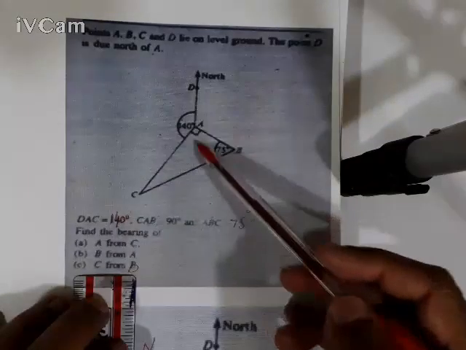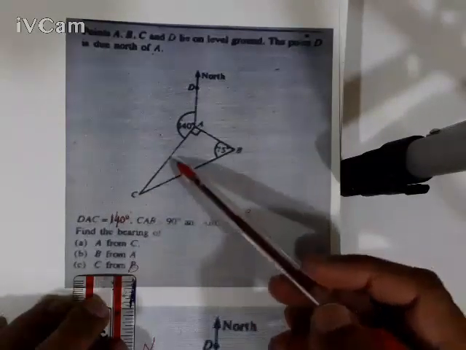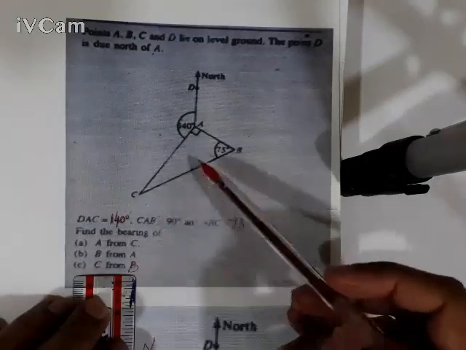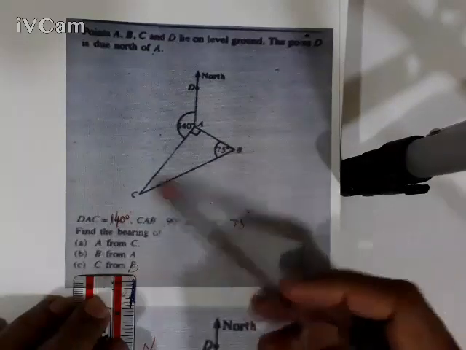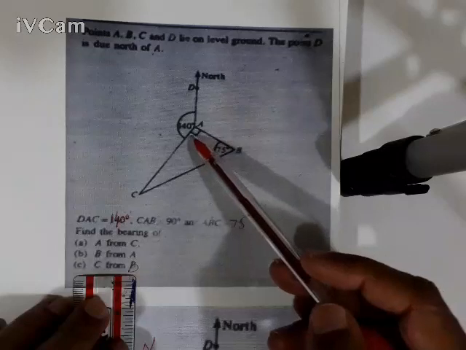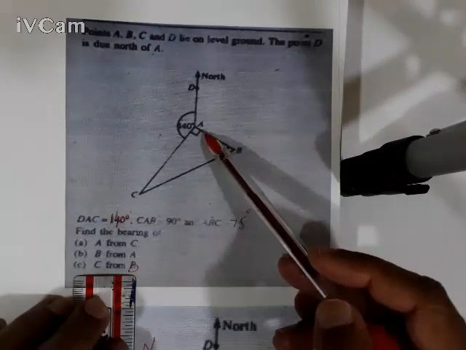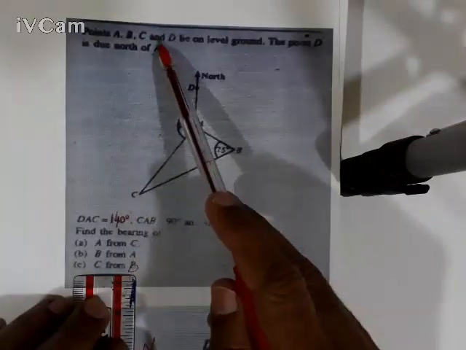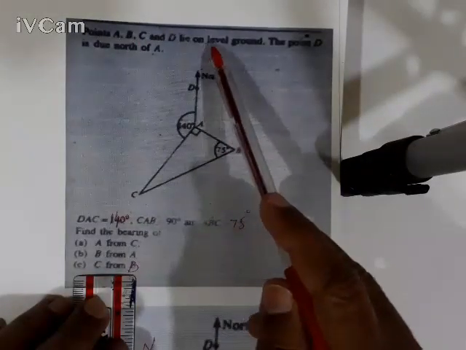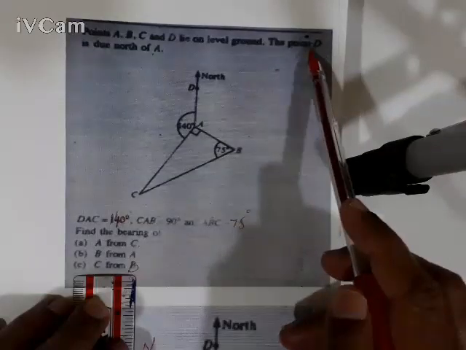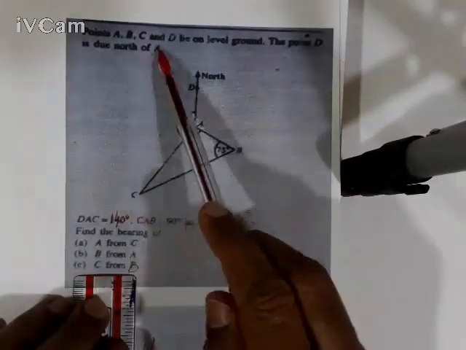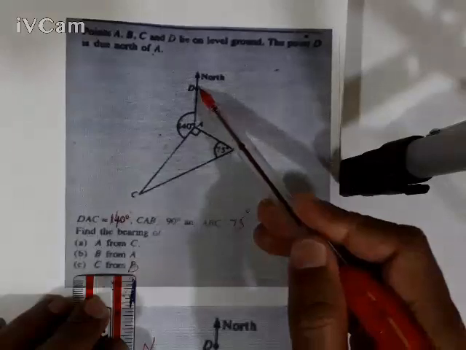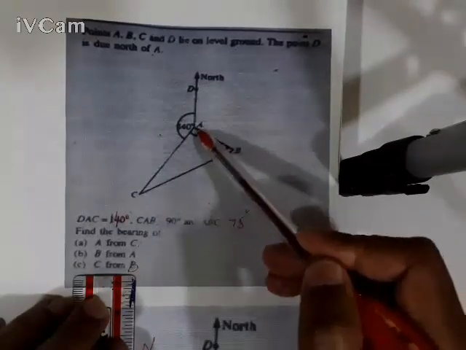Now in this figure again we have to calculate the bearings, but this shape is a right angled triangle because one of its angles is 90 degrees. Now the points A, B, C and D lie on a level ground. The point D is due north of A. So point D is due north of point A.